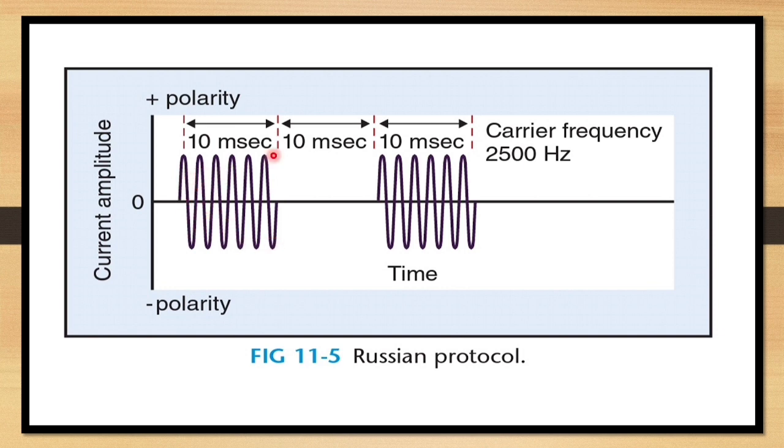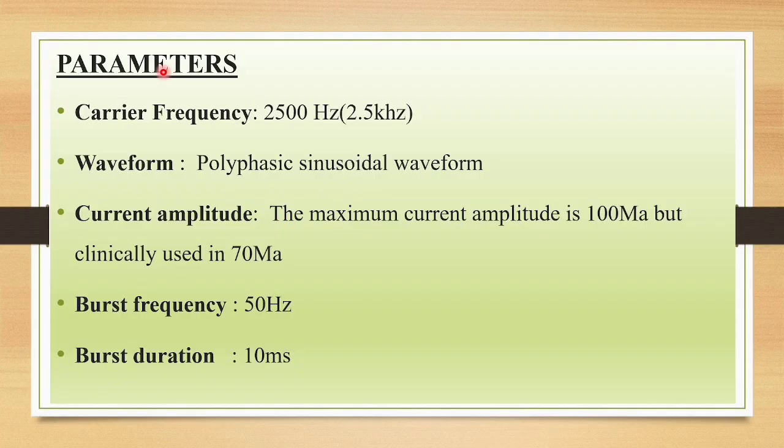Alternating 10 milliseconds on and 10 milliseconds off. So the on period is 10 milliseconds and the off period is 10 milliseconds, with a carrier frequency of 2500 Hz. So this is a polyphasic sinusoidal alternating current. Coming to the parameters, the carrier frequency is 2500 Hz, that is 2.5 kilohertz. The waveform is a polyphasic sinusoidal waveform.